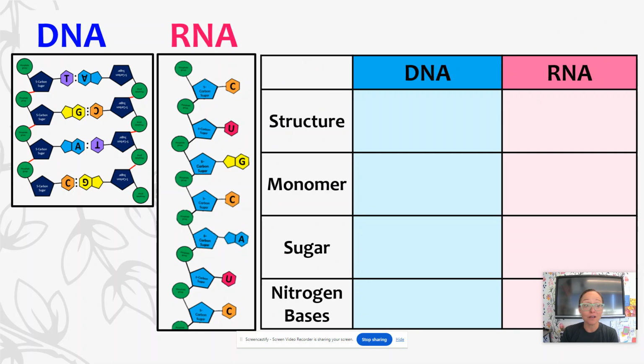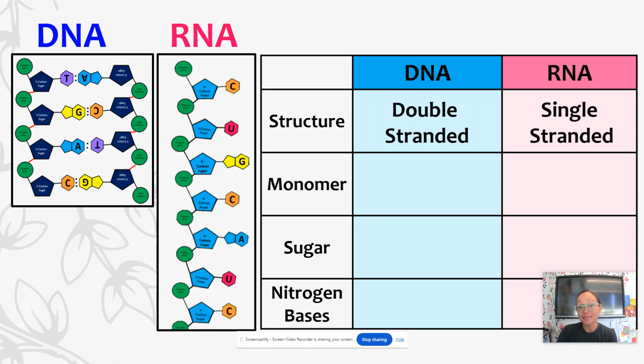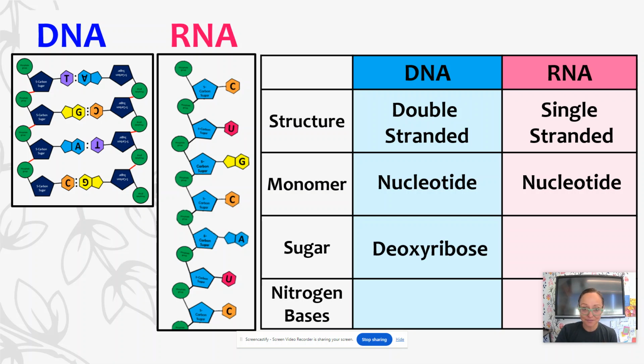So if we look at the structure alone, we see that DNA is double-stranded and RNA is single-stranded. Then we see that the monomer, or the repeating building block of these two polymers, is the nucleotide. They're both made of nucleotides. They're both nucleic acids. Now, you notice in my pictures that in the DNA, I made the sugar a dark blue, and then in RNA, I made it a light blue. And that's really to represent that they have different sugars. So while all nucleotides have a 5-carbon sugar, the actual sugar is different. In DNA, it's deoxyribose, and then in RNA, it's ribose. And that's where the DNA and the RNA come from in their names.